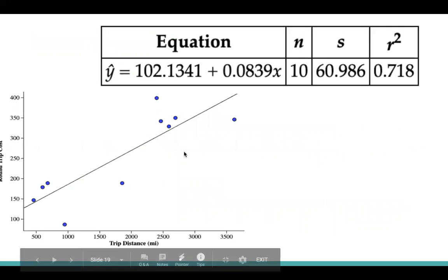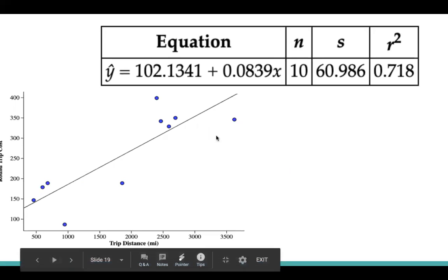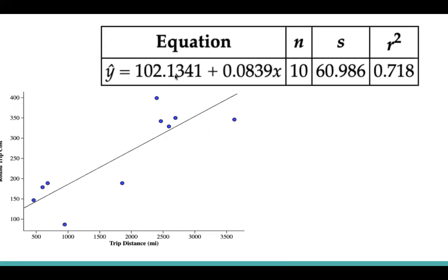For our prediction model here for the spring break data, my y hat equals 102.1341 plus 0.0839x. And this was from Statlet, right? A student put their data into Statlet and then calculated the least squares regression line. And I can see where the y-intercept is approximately 102, and then the slope is 0.0839.